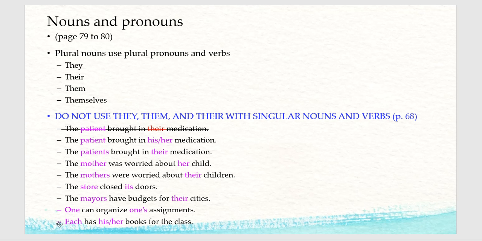Remember that one is singular, and so you can say "one can organize one's assignments." It's very stilted, but it is correct. Same thing with each. Each is singular, so you have to say "each has his, her books for the class." Notice how this is also singular.